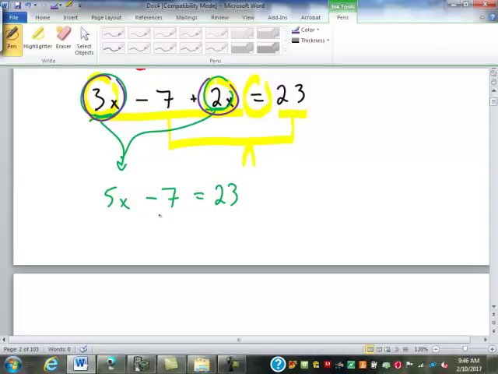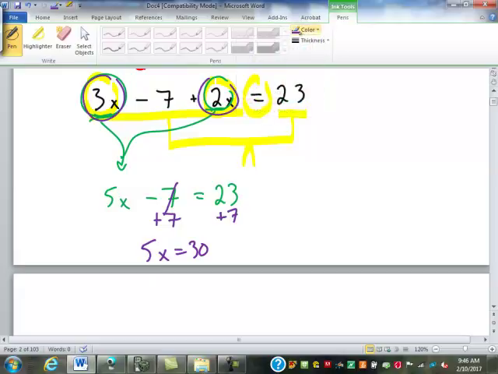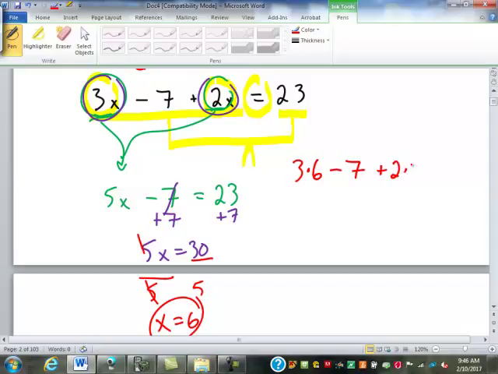Now, of course, what do I do to solve this? Add 7. So 5x equals 30. And then divide by 5. So x equals 6. And again, we could always go back, and instead of 3x, that's 3 times 6, minus 7, plus, instead of 2x, it's 2 times 6, equals 23.